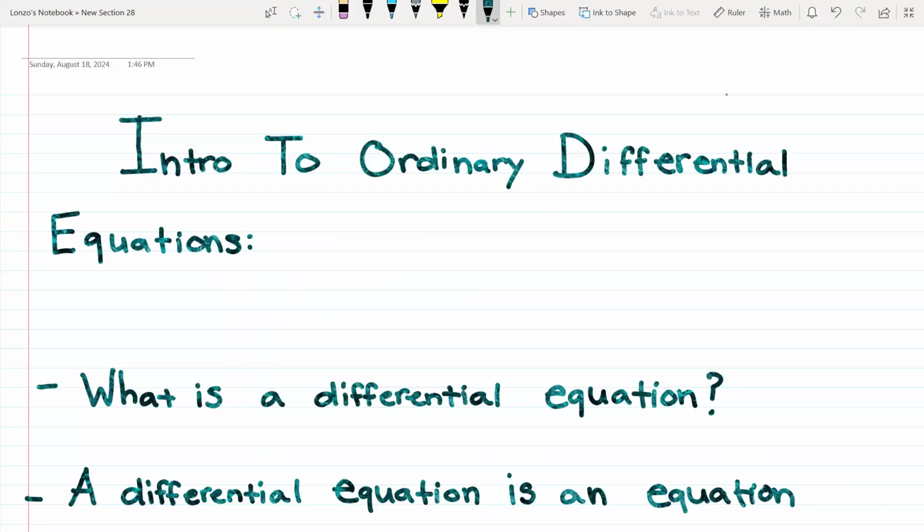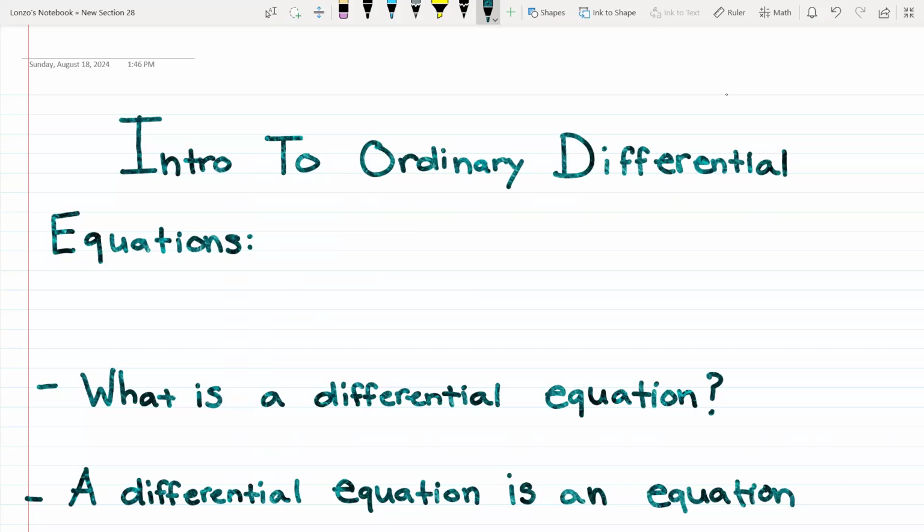Hello. In this video, I will introduce ordinary differential equations and the two types of differential equations, ordinary differential equation and partial differential equation. I will explain how to determine if a differential equation is linear or nonlinear. And finally, I will do an example where I verify the given function is the general solution of the ordinary differential equation. So yes, we are doing differential and ordinary differential equations.